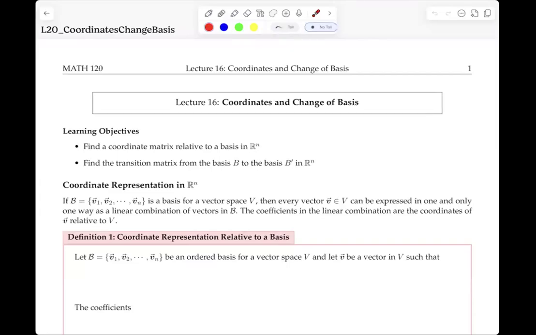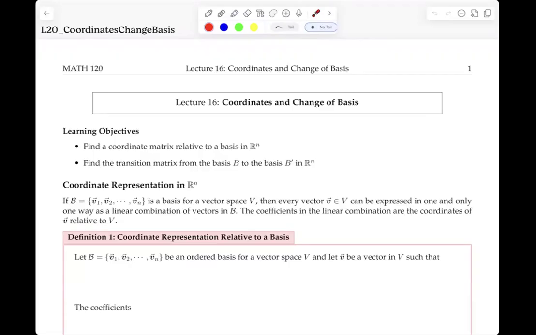So lecture 20, coordinates and change of basis. Hopefully at the end of this lecture, you will be able to find the coordinate matrix relative to a basis in a vector space. And we're going to move from one coordinate system to another, or change from one basis to another basis. Okay.